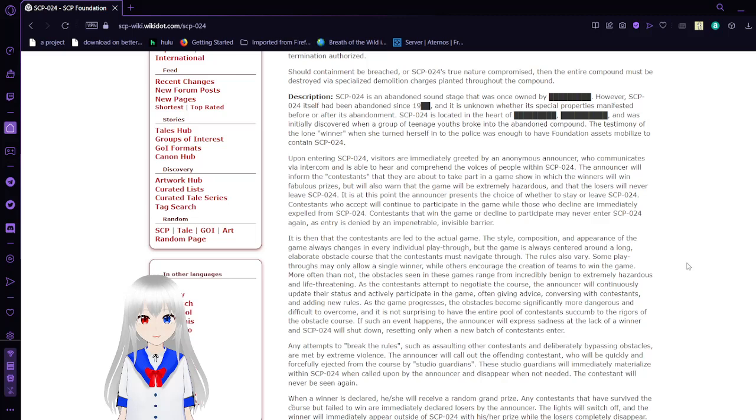It is at this point the announcer presents the choice of whether to stay or leave SCP-24. Contestants who accept will continue to participate in the game, while those who decline are immediately expelled from SCP-24. Contestants that win the game or decline to participate may never enter SCP-24 again, as entry is denied by an impenetrable, invisible barrier. It is then that the contestants are led to the actual game.